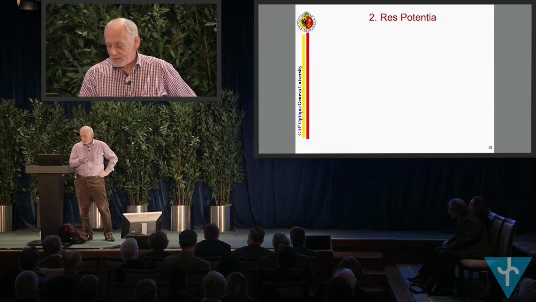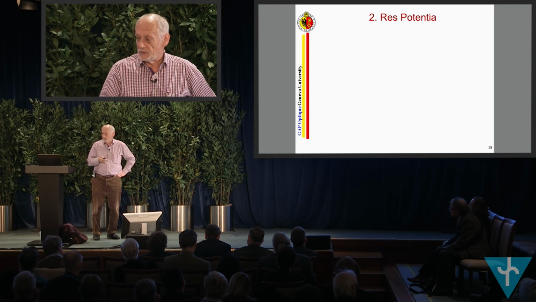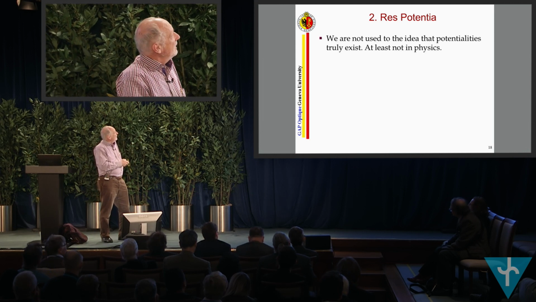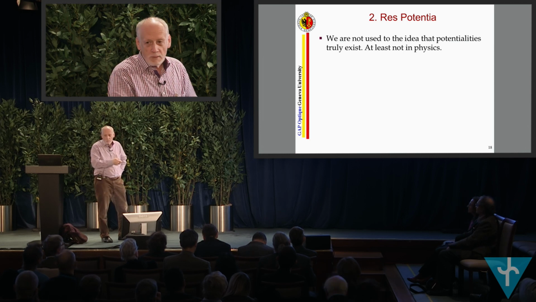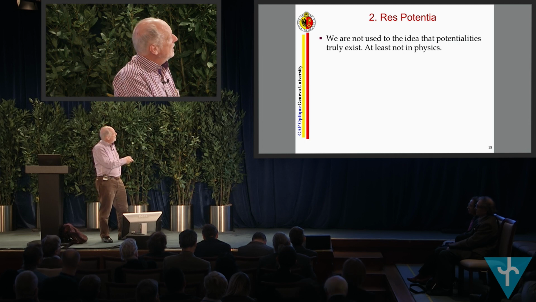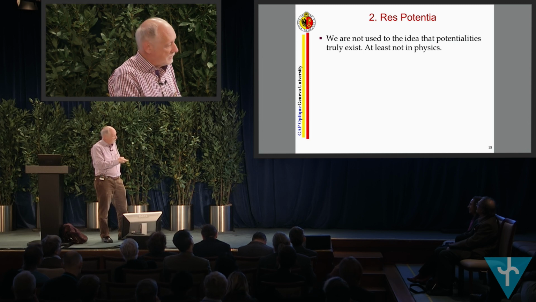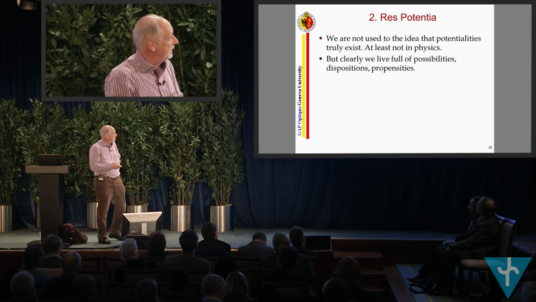Good. So the second possibility when you face non-determinism in physics is this, to accept res potentia. And we're not really used to that. That's why maybe I think it's very interesting. We're not really used to the idea that potentialities really truly exist, especially not in physics. In human science, we are full of that.